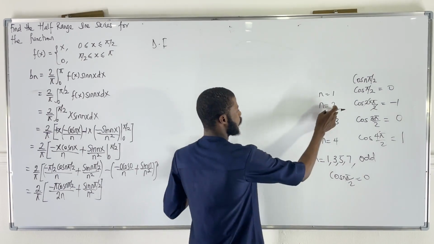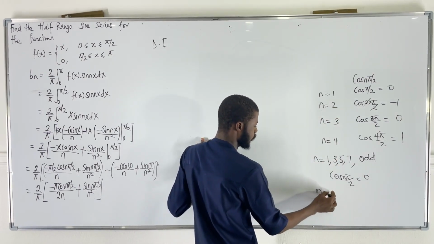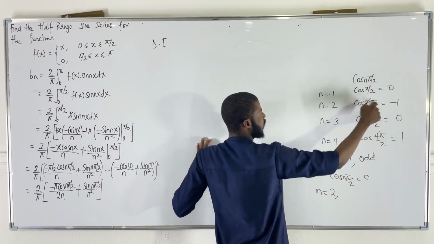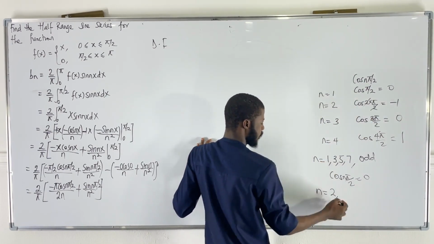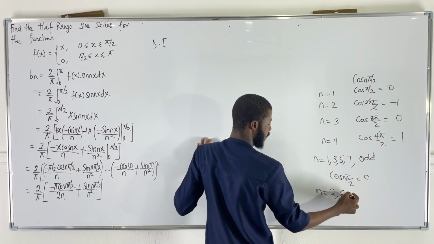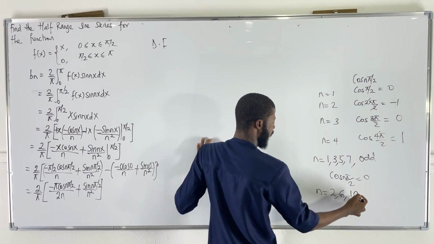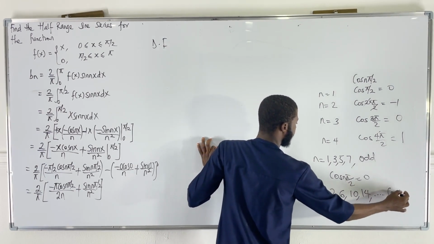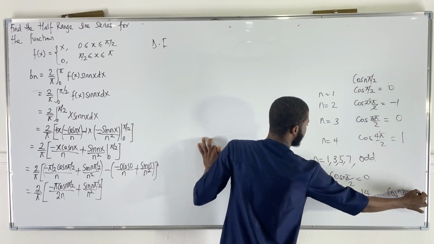So when n is equal to 2, it was minus 1. The next time this will be minus 1 is when I add 4 to this. So that will be 6. When I add 4 again, that's 10. When I add 4 again, I'll be getting 14. The value of cos n pi over 2 will be giving me minus 1.